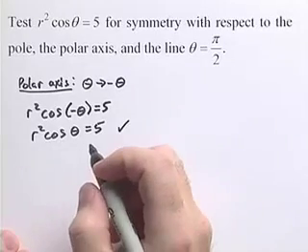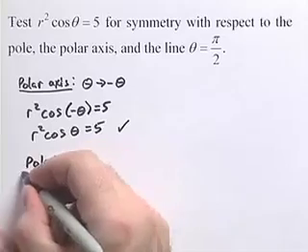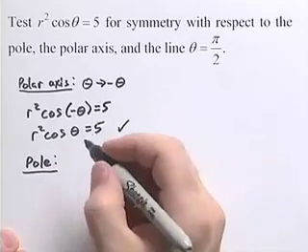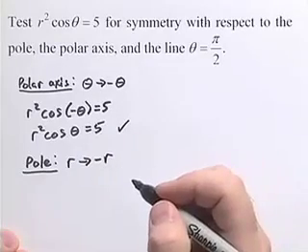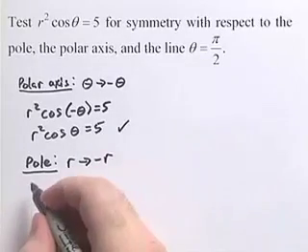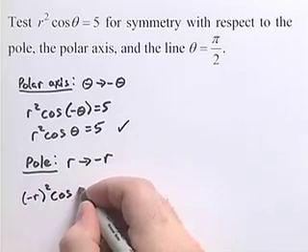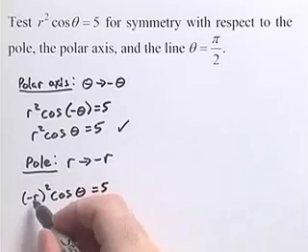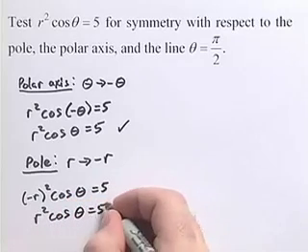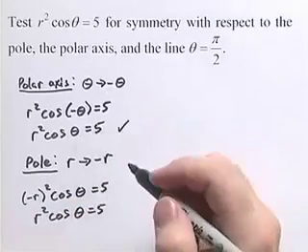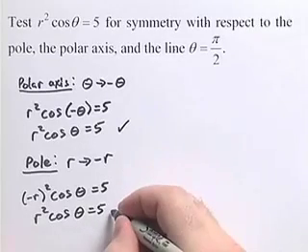Next, we're going to check for symmetry with respect to the pole. To check for symmetry with respect to the pole, we're going to replace r with negative r and see if we get the same equation back. We're going to get negative r quantity squared times the cosine theta equals 5. This gives us r squared cosine theta is equal to 5. This again is the same equation that we started with, and so we have symmetry with respect to the pole.